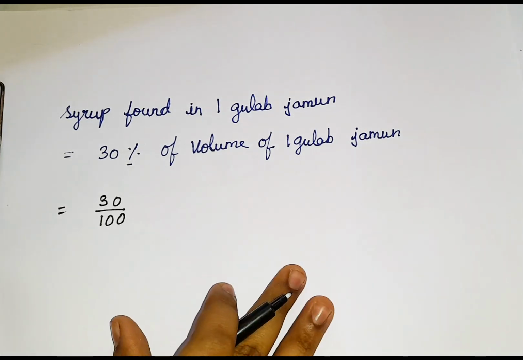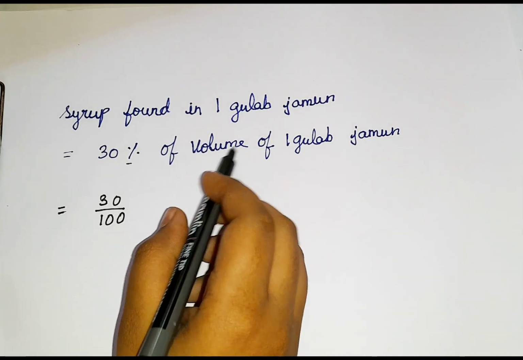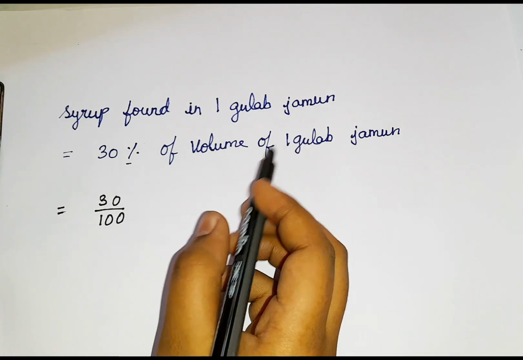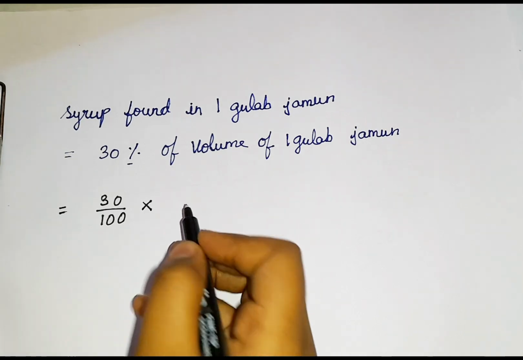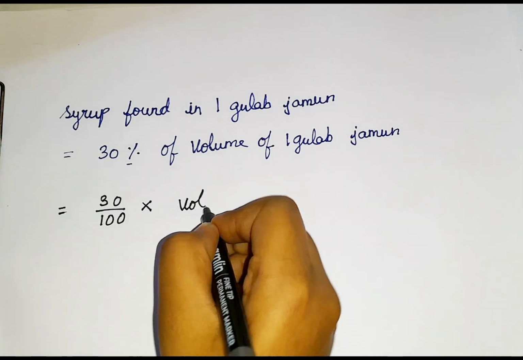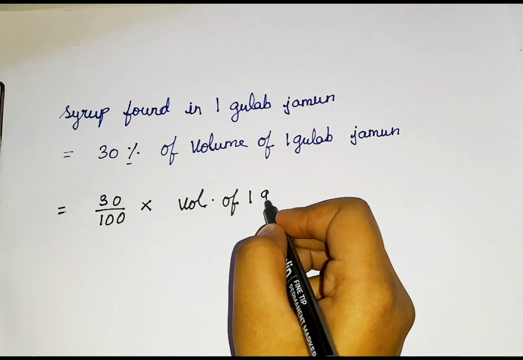Okay, so finally I just wrote this, am I right? And then here, volume of one gulab jamun. So 30 by 100, I just multiply it with the volume of one gulab jamun. I just wrote it as it is.